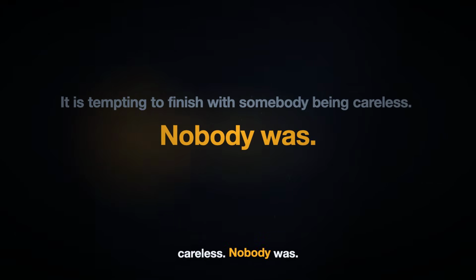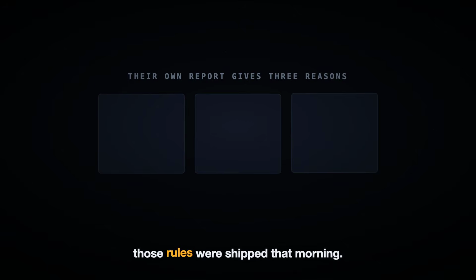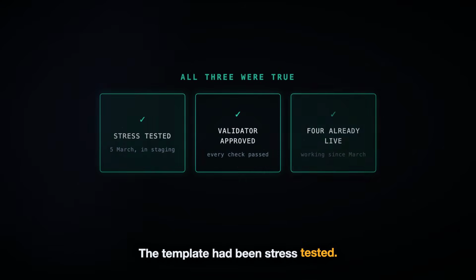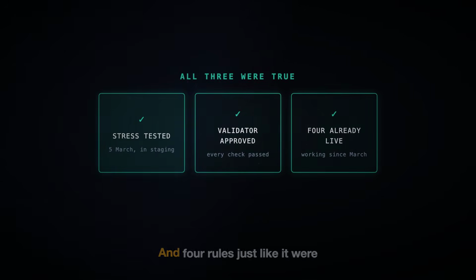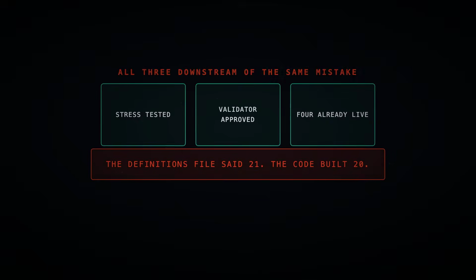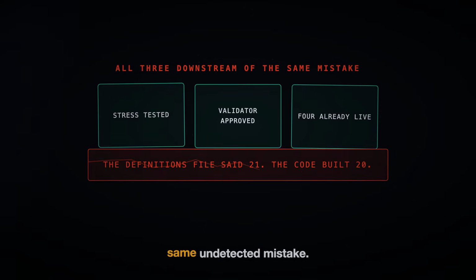It is tempting to finish with somebody being careless. Nobody was. Their own report gives 3 reasons those rules were shipped that morning. The template had been stress tested, the validator had approved it, and 4 rules just like it were already out there working. 3 good reasons to feel safe, all 3 of them downstream of the same undetected mistake.